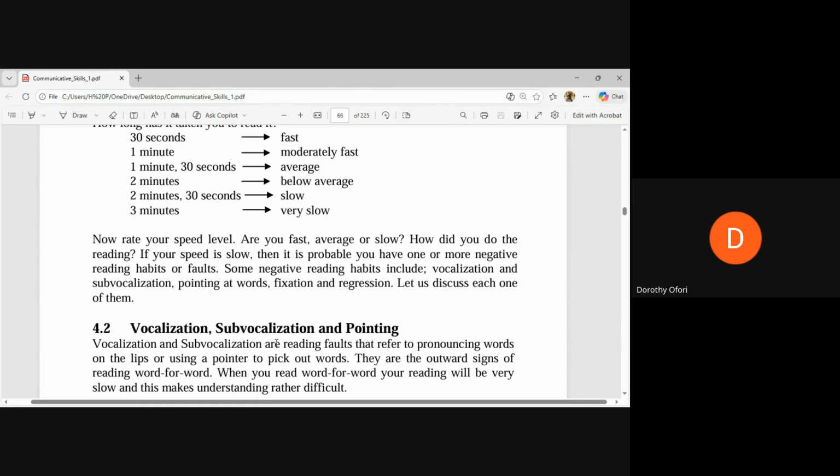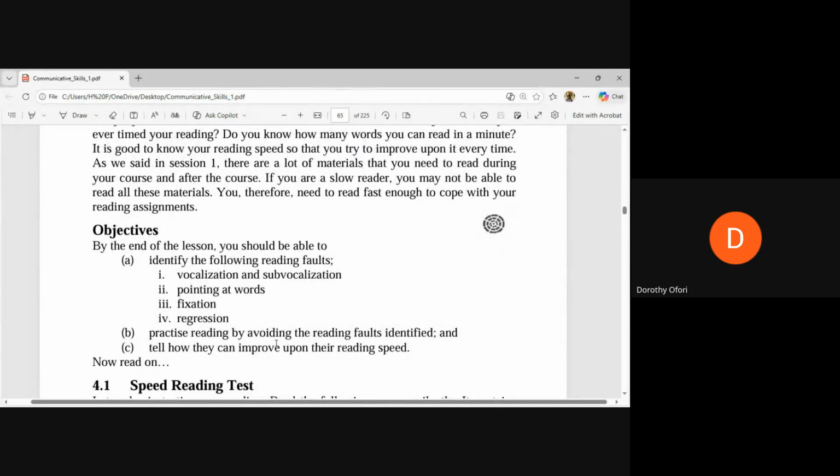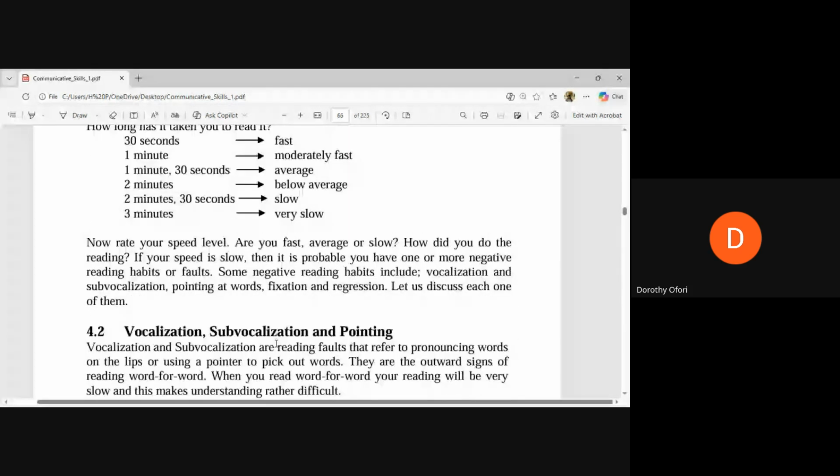When we talk about fast reading, some people will read and say, let me go back to the first one. Dear student, yeah. We don't spend hours reading a page.